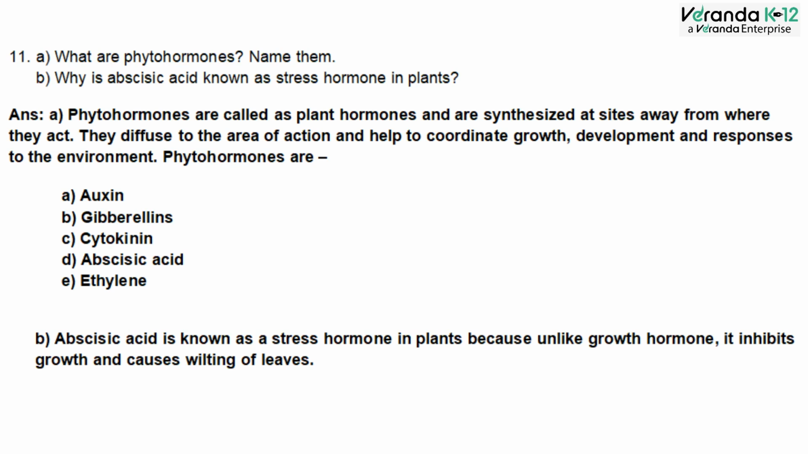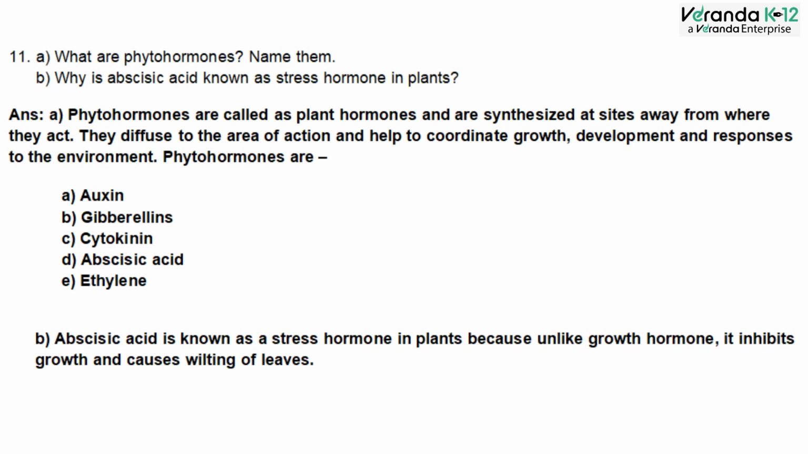Question number 11. What are phytohormones? Name them. The answer is phytohormones are called plant hormones and are synthesized at sites away from where they act. They diffuse to the area of action and help in coordinating growth and development of the plant and responses to the environment. Phytohormone examples are auxin, gibberellic acid, cytokinin, abscisic acid.